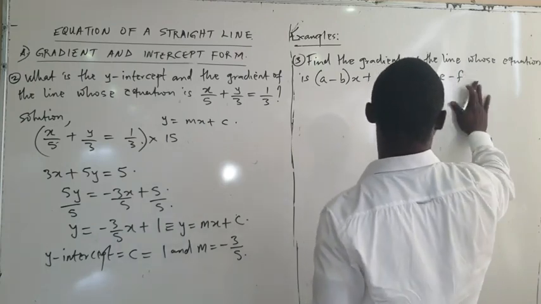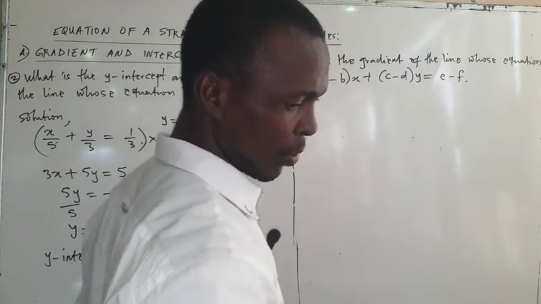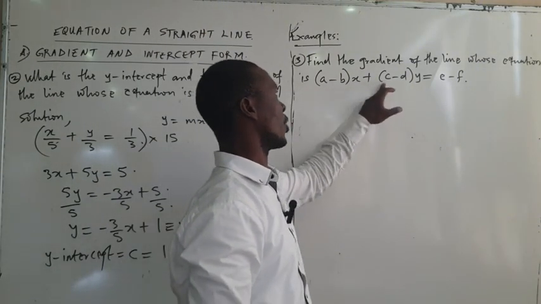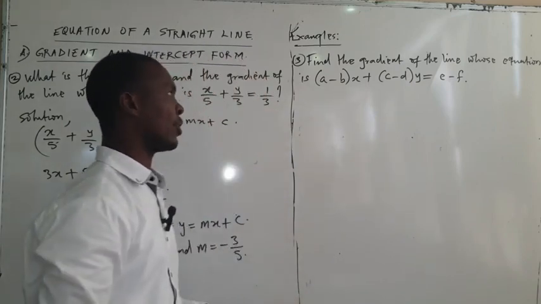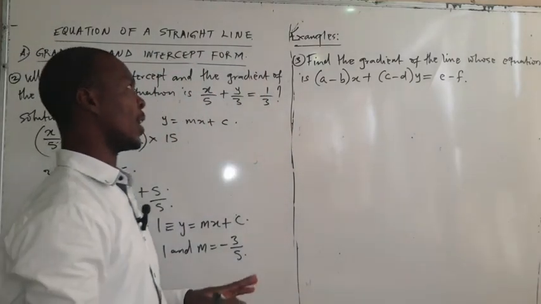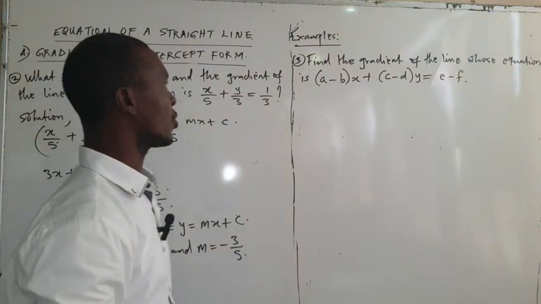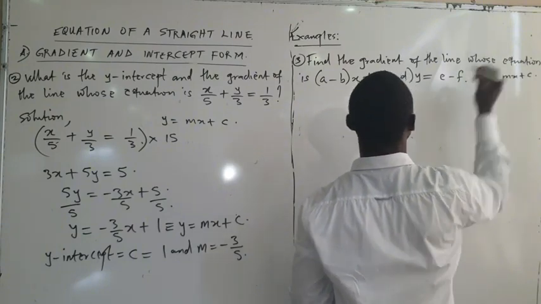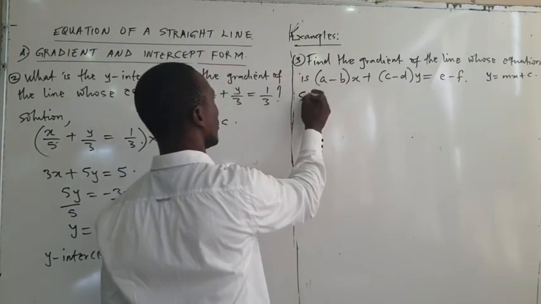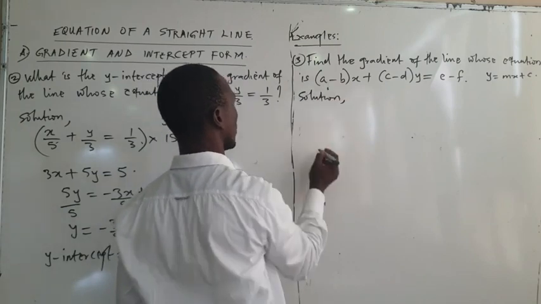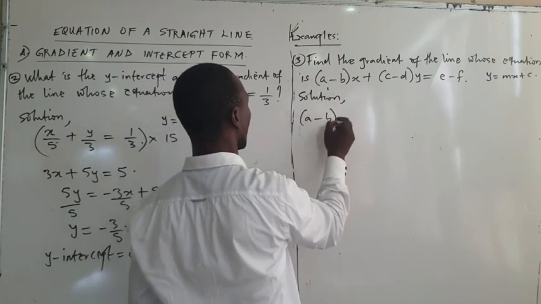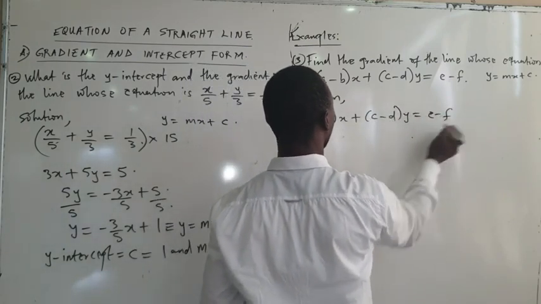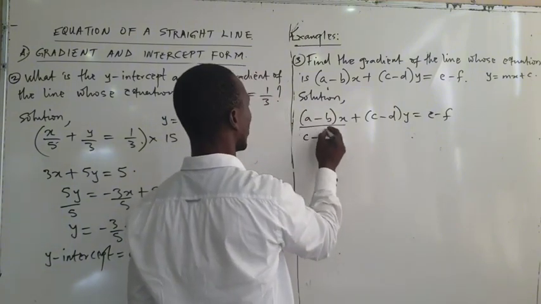So find the gradient of a straight line whose equation is given as (a minus b)x plus (c minus d)y equals e minus f. So our aim is to make y the subject of formula so that we can express this in the form y equals mx plus c. So the first thing to do is divide through by what? By c minus d. So we have (a minus b)x plus (c minus d)y equals e minus f. So divide through by c minus d.